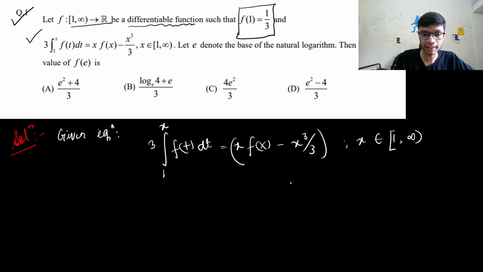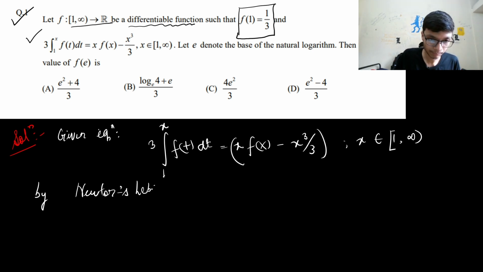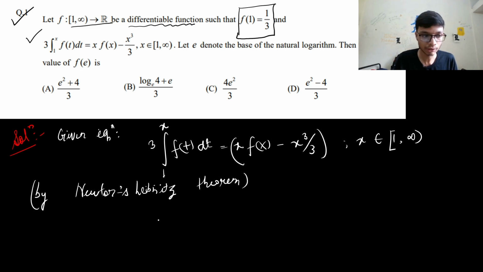From this integral equation, since the limits of the integral are variable, what we basically think of is the application of the Newton-Leibniz theorem. What does the Newton-Leibniz theorem say? Whenever we have an integral with variable limits, how do we differentiate such an integral? That is basically the statement of the Newton-Leibniz theorem.